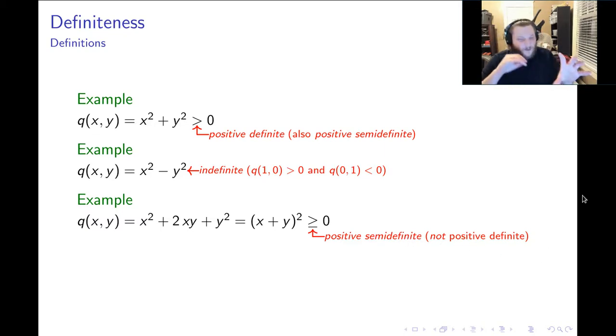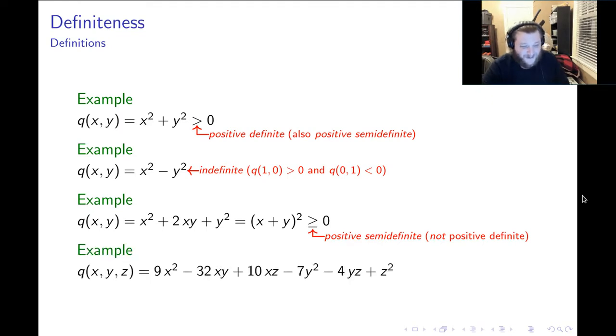So far, for these quadratic forms, we can look at them and infer the definiteness. But then we get to something that looks like this: 9x squared minus 32xy plus 10xz, and so on and so forth. This one's much harder to work with, and in fact, I have no clue what the definiteness is here. The point is, it's not always easy to see what the definiteness is. So finding definiteness is hard. What we want to do now is attack this problem of being able to find the definiteness of any quadratic form.